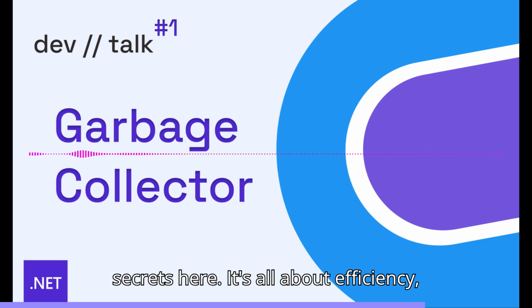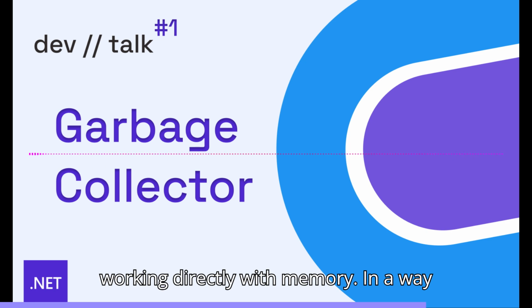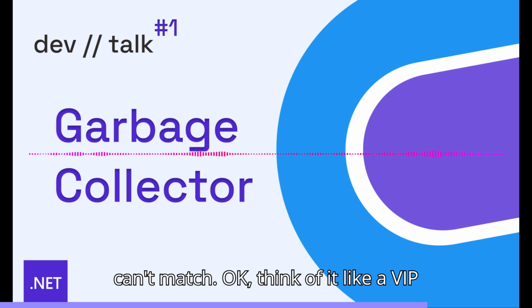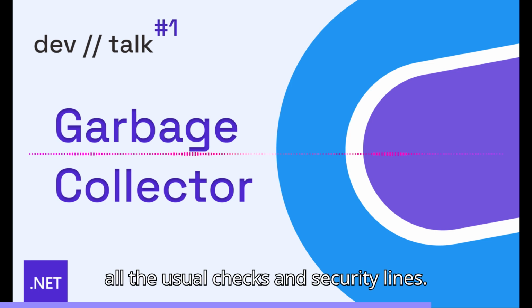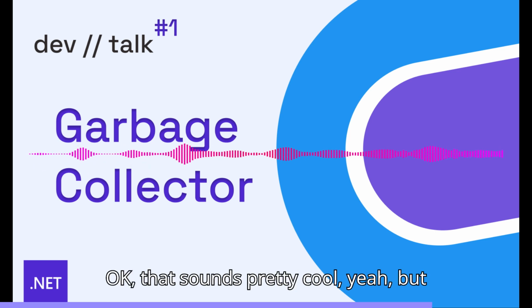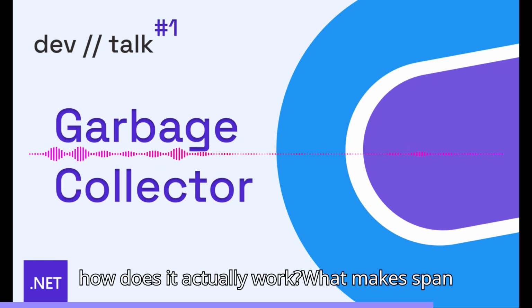It's all about efficiency, working directly with memory in a way that traditional data structures just can't match. Think of it like a VIP backstage pass that lets you bypass all the usual checks and security lines. That sounds pretty cool. But how does it actually work? What makes Span so special?